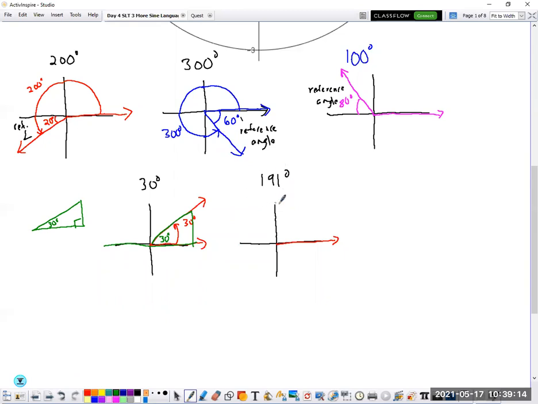191. What quadrant is 191 in? Send it to me. Where is the terminal ray for 191 degrees? Good, Oscar. There we go. Now they're coming in real fast. Very nice. Lots of fast answers. The third quadrant. So here is 191 degrees. Ooh, that's not so neat.